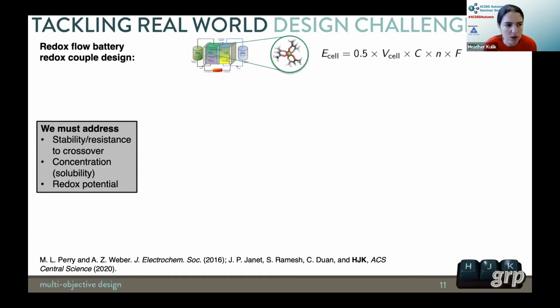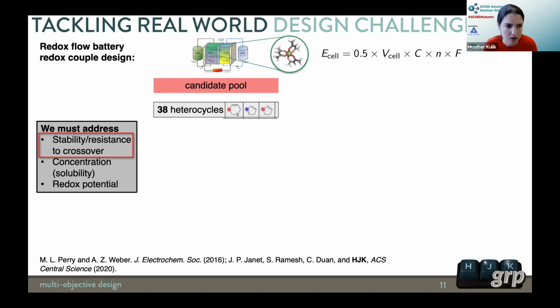And so what we wanted to do is address stability of the compounds and the resistance to crossover between anolyte and catholyte. This equation tells us that we need both a high concentration of redox couples as well as a high redox potential in order to maximize our energy density. To address stability and resistance to crossover, we built up a candidate pool comprised of fragments in easily synthesized materials that we combined in a very systematic way. For instance, we started with heterocycles that show up frequently in synthetically accessible materials.